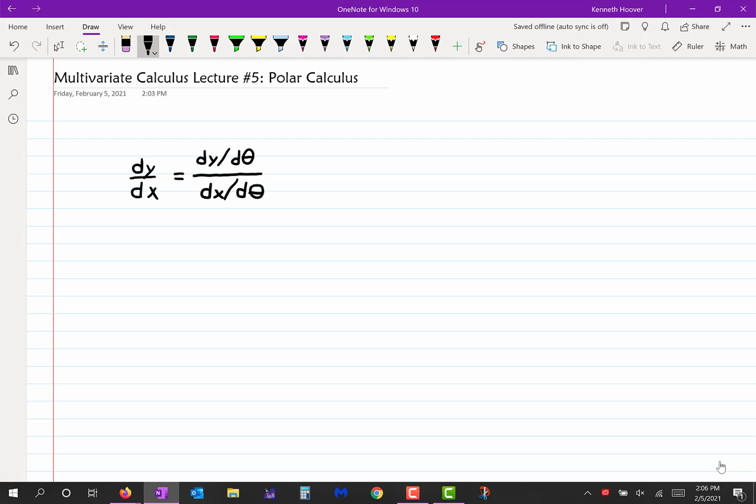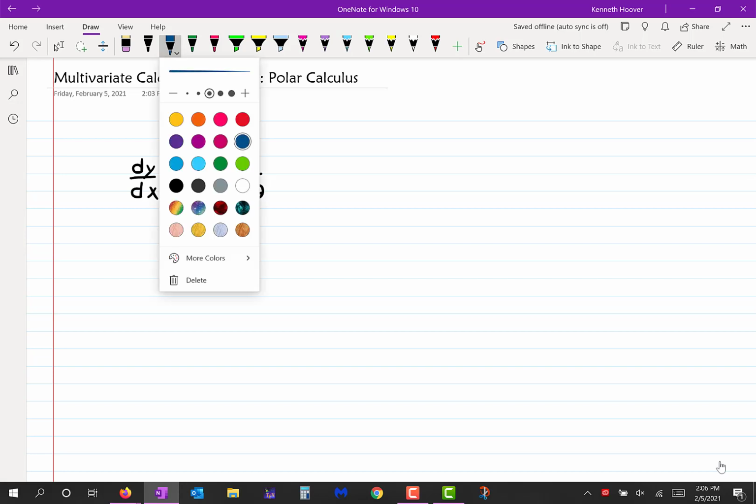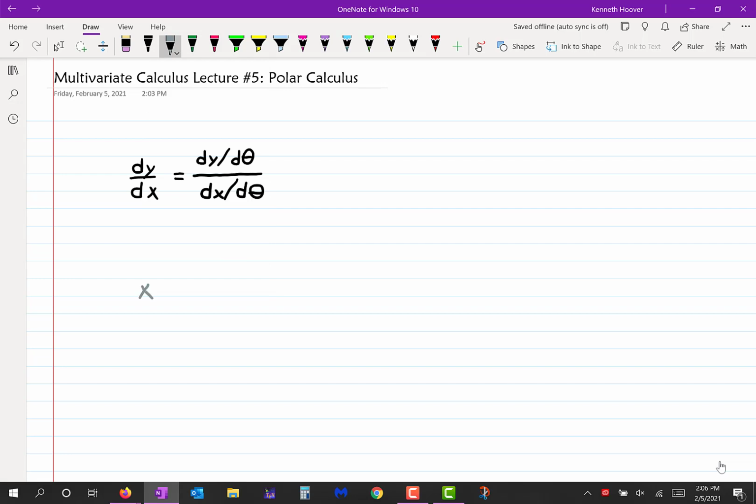Now, in order for that to make sense, you need to remember something, okay? You need to remember, first of all, that we have the equations x equals r cosine theta and y equals r sine theta. But you also have to remember something else. When an equation is written in polar form, you're going to have an equation like, let me just write this one down, something like r equals 1 plus cosine theta.